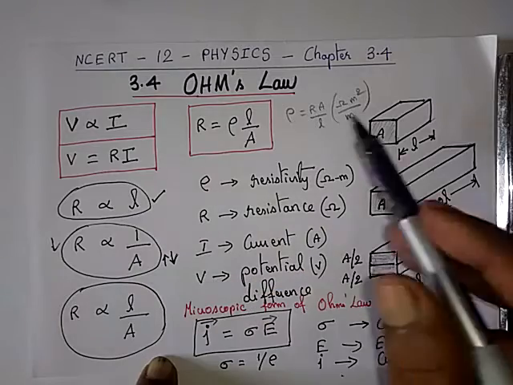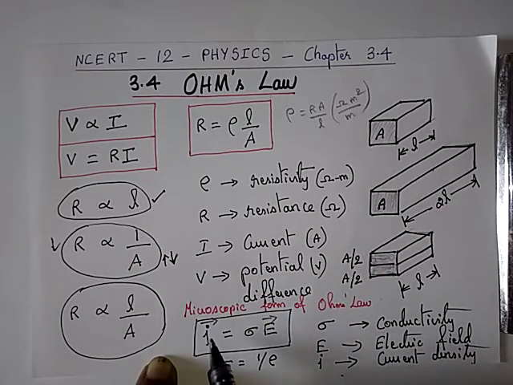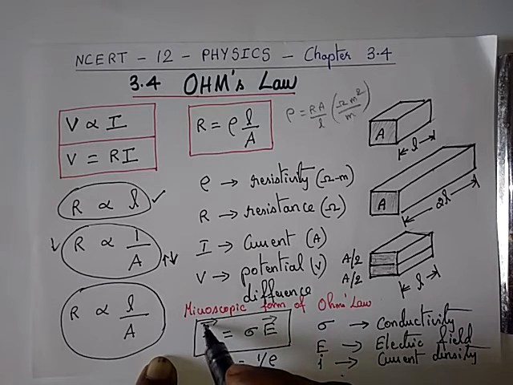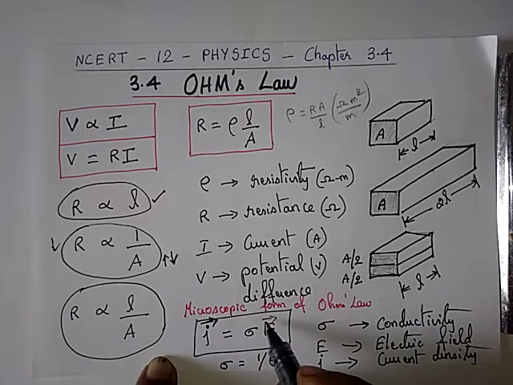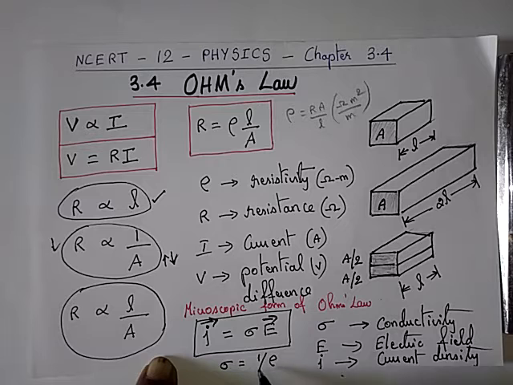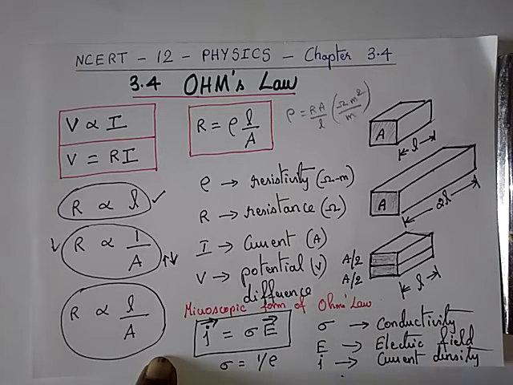Having said all these things, we have another form of Ohm's law, which is the microscopic form of Ohm's law. J vector, which is current density, basically a vector quantity, is equal to sigma E vector. E is the electric field, both are vectors. Sigma is called the conductivity of the material, which is equal to 1 by rho. Rho is resistivity. So the relation between conductivity and resistivity is this: conductivity is equal to 1 by rho. This is the microscopic form of Ohm's law.